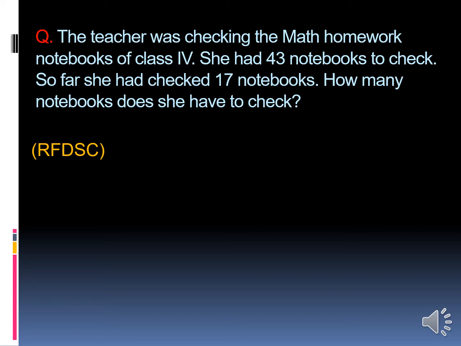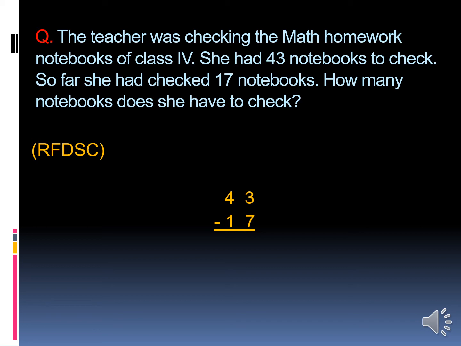So to decide, since she had 43 notebooks and she has already checked 17, to find out how many she still needs to check, we need to do subtraction. So 43 is a bigger number and we know that while we are subtracting, the bigger number comes on top. Therefore 43 minus 17. Now we know that 7 cannot be subtracted from 3. So we need to borrow.